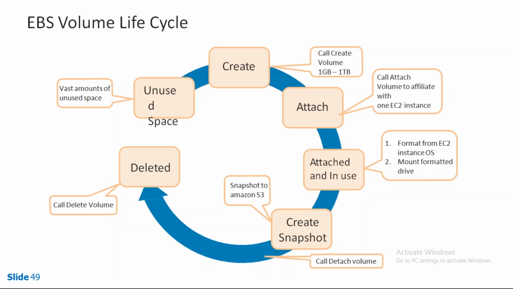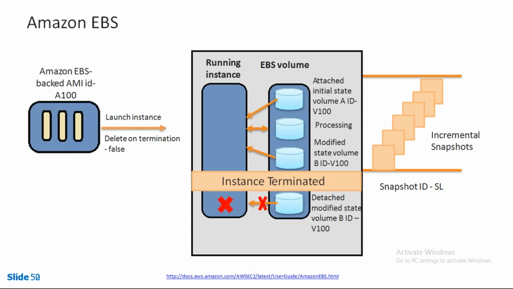Sorry for that disturbance. So once you create the snapshot, you can delete that volume so that you can free up your space. Okay, the next is the life cycle. Then Amazon EBS backed AMI.